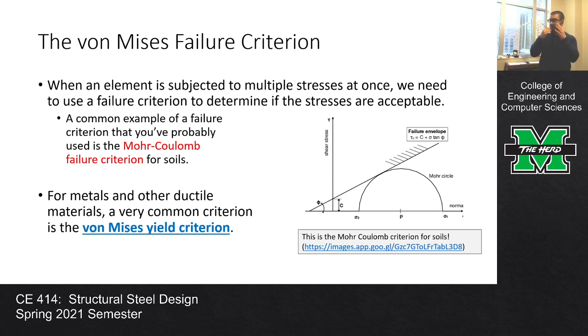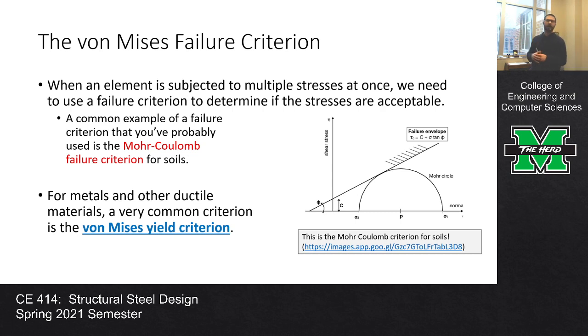If you're in geotech, and it looks like most of you are right now, you will see that equation at some point in that class. I guarantee it. That is the Mohr-Coulomb failure criterion, and we use that. Mohr-Coulomb is appropriate for brittle materials like soils. In fact, you could probably also use it for concrete.